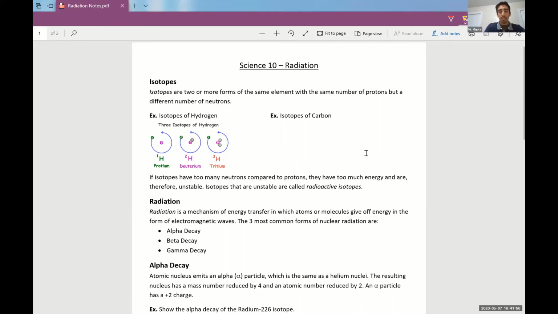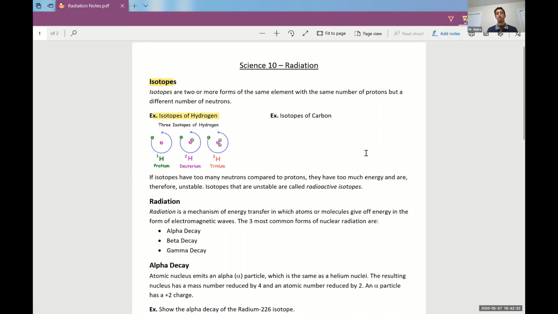So we have isotopes. I'm just going to highlight it. Isotopes are two or more forms of the same element with the same number of protons but a different number of neutrons. So in our periodic table, there are a bunch of elements: hydrogen, oxygen, carbon, nitrogen, calcium, and so on. Often there are some elements that have different versions that differ based on the number of neutrons. So let's look at hydrogen for an example.